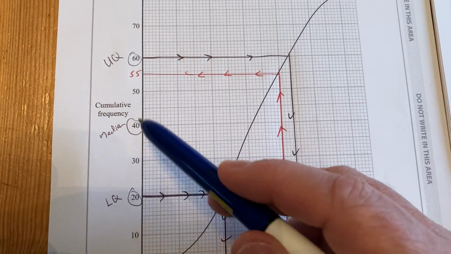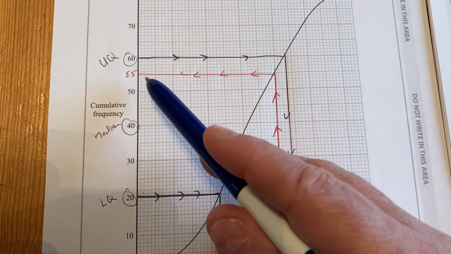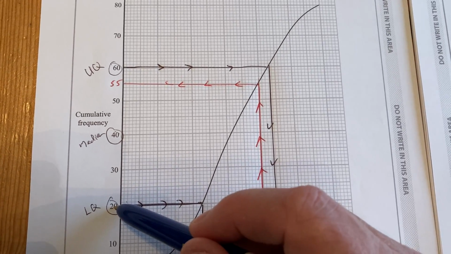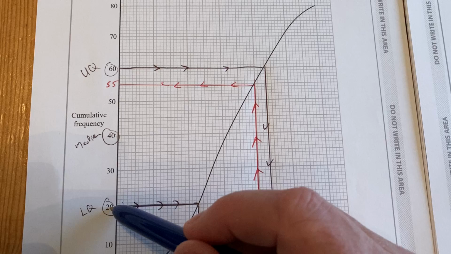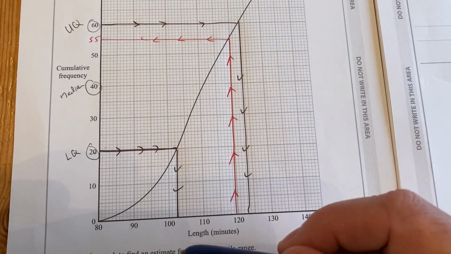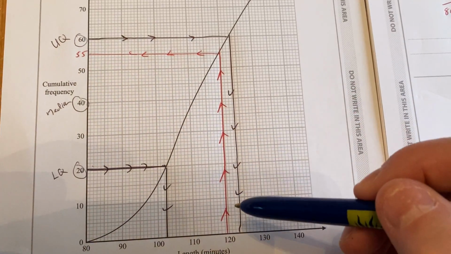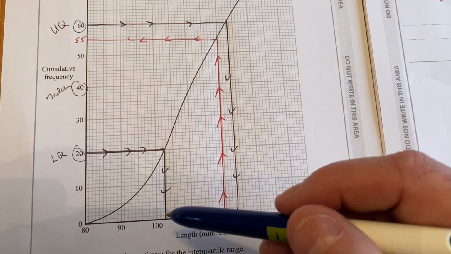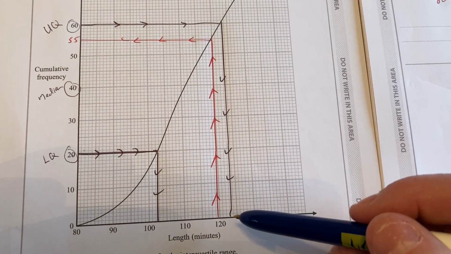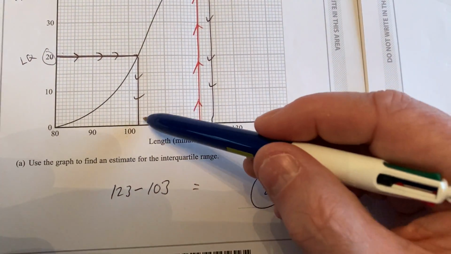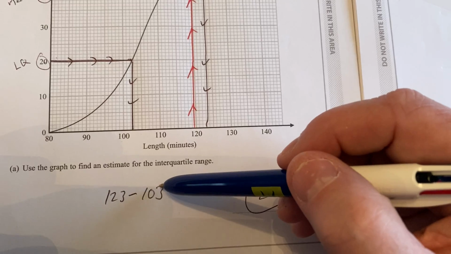So for the upper quartile and the lower quartile, the 60th and the 20th films, we want to know how long each of those films are. So we go across to the line and down. We're looking at the black lines here, across to the line and down for the upper quartile and the lower quartile. The upper quartile comes out to be, I think, about 123. The lower quartile comes out to be about 103.